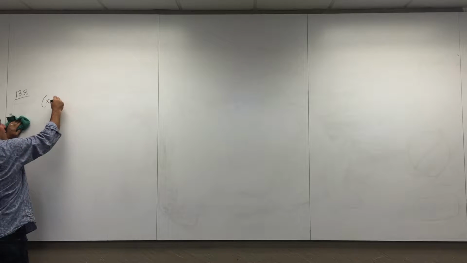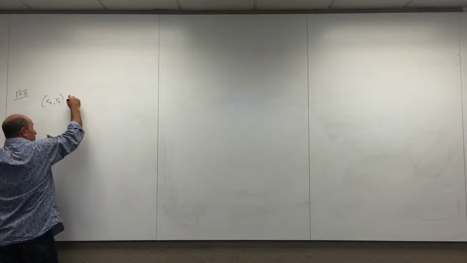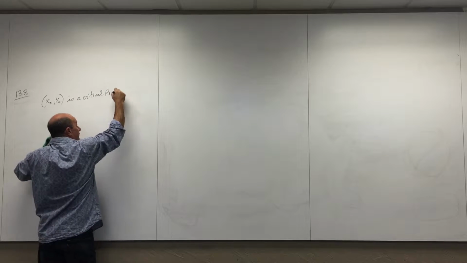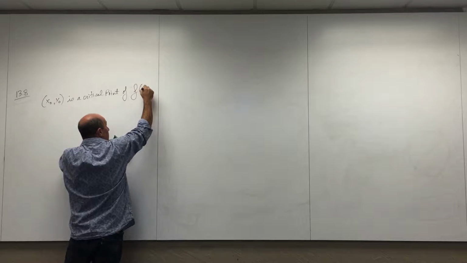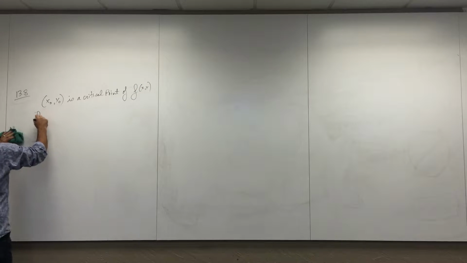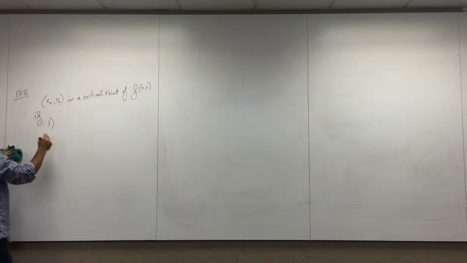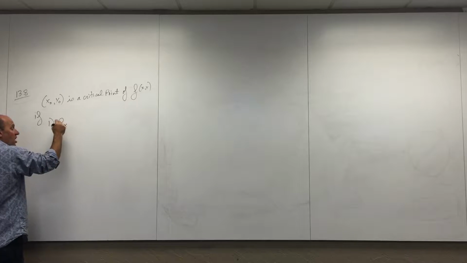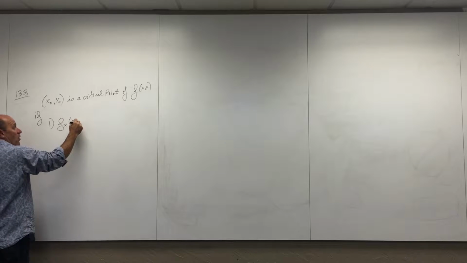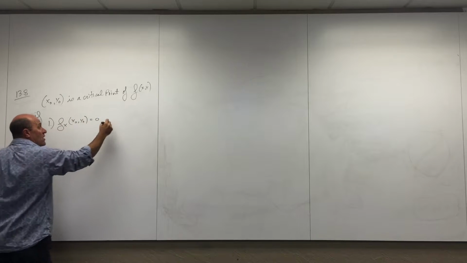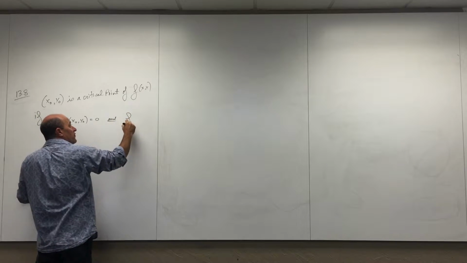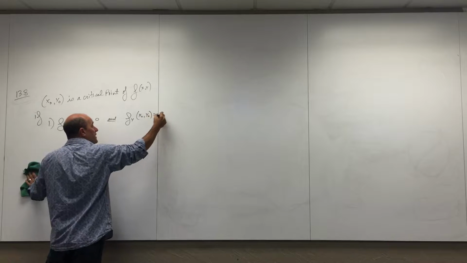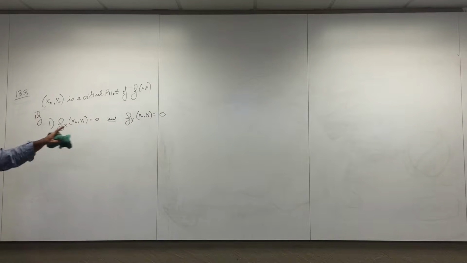So (x naught, y naught) is a critical point of some function f of x, y if, and here we go, the definition of a critical point, the partial derivative with respect to x at that point equals 0, and the partial derivative with respect to y at that point equals 0. Now we've sort of previewed this idea already.